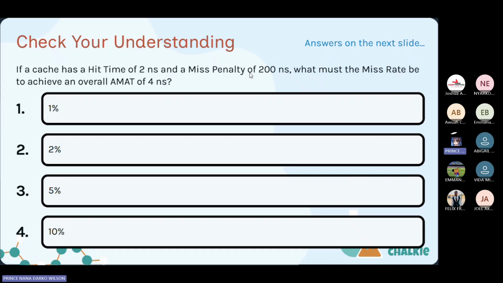You'll need some change of subject here. It has a hit time of 2 nanoseconds and a miss penalty of 200 nanoseconds. What must be the miss rate to be able to achieve an overall average memory access time of 4 nanoseconds? Remember that the formula for average memory access time is hit time plus miss penalty times miss rate. But you've been given the average memory access time already, so do some change of subject to work on the values for me, please.